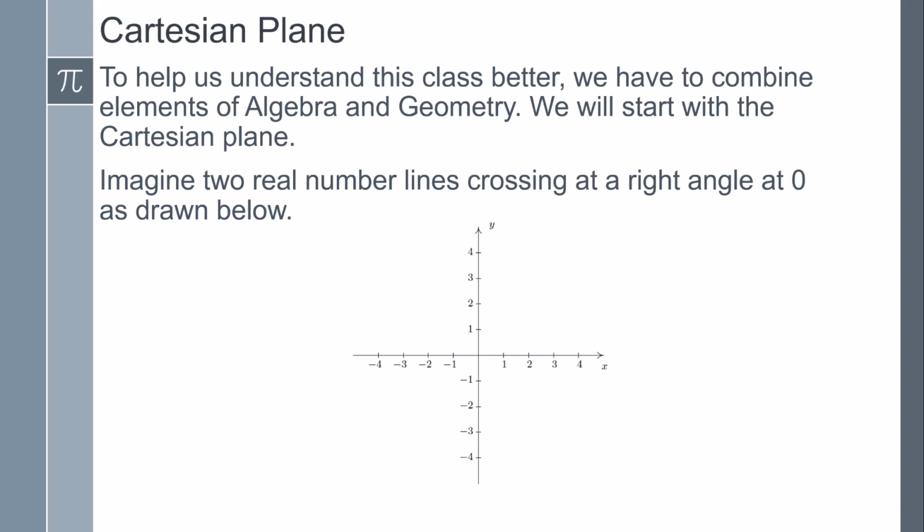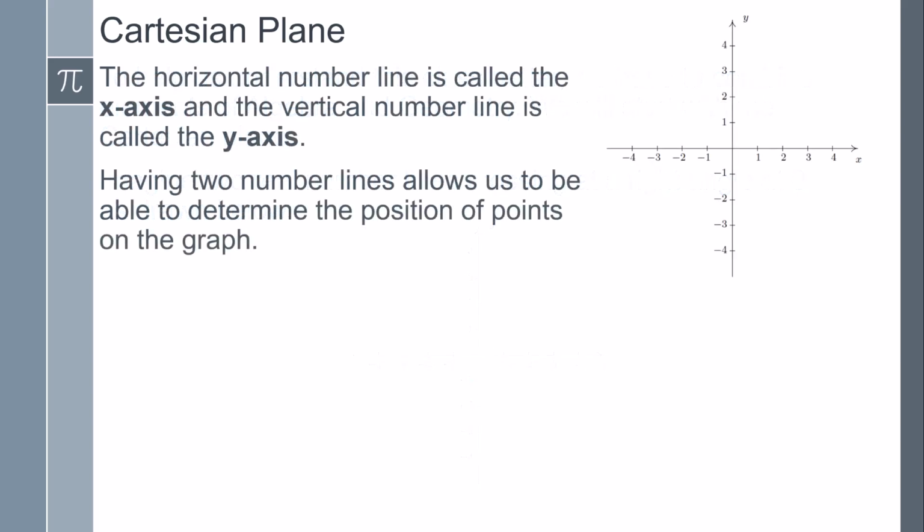We'll start with the Cartesian plane. Now imagine we have two real number lines, and they're crossing at a right angle. So this needs to be 90 degrees and at 0. And so where they're crossing here, that's going to be 0, 0. So the horizontal axis, we are going to call the x-axis. And then the vertical number line, we're going to call the y-axis.